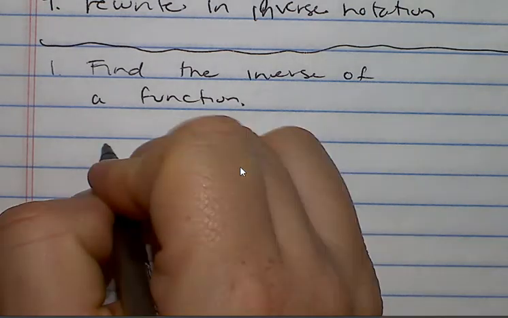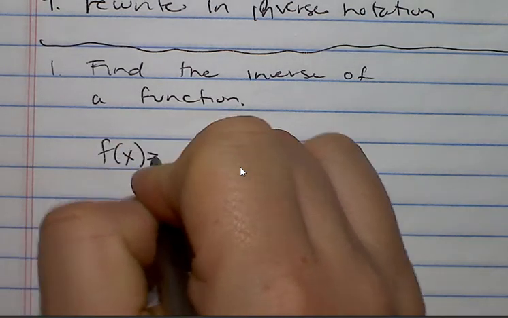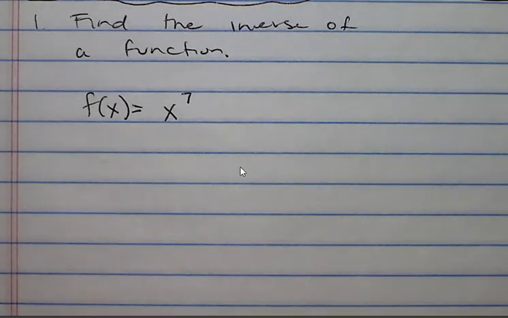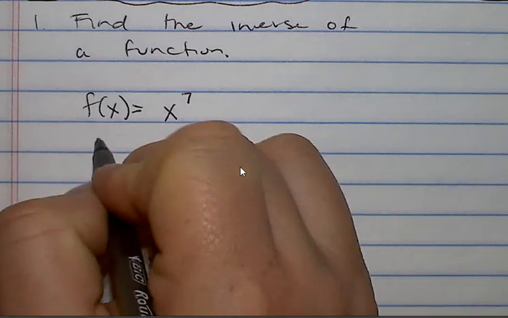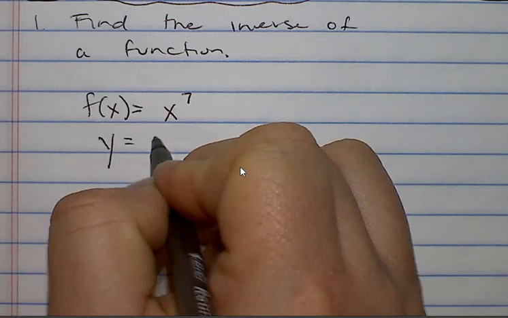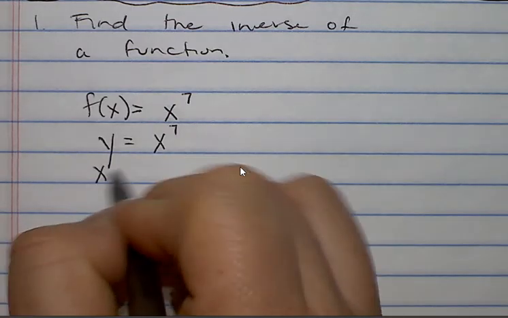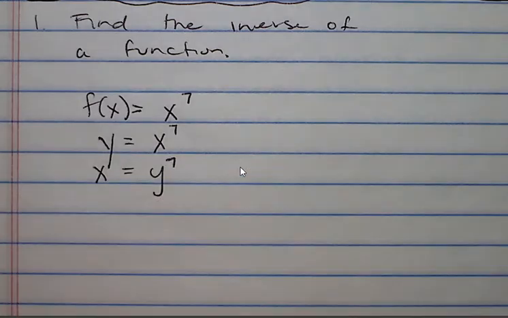So f of x equals x to the 7th. The very first step is to rewrite this with a y instead of f of x. Second step is to switch the x and y. Third step is to solve for y. So if we want to solve for y, we need to isolate it.